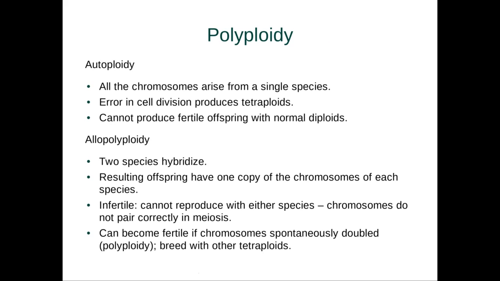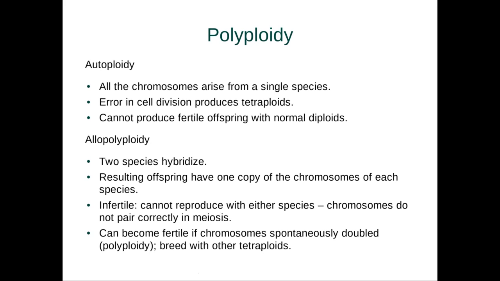autoploidy, where all of the chromosomes have arisen from a single species. This occurs due to errors during cellular division, producing tetraploids, so i.e. having 4 copies of each chromosome instead of 2 copies of each chromosome. And they actually physically cannot produce fertile offspring with normal diploids. So they have this zygotic incompatibility with one another. So that's autoploidy.